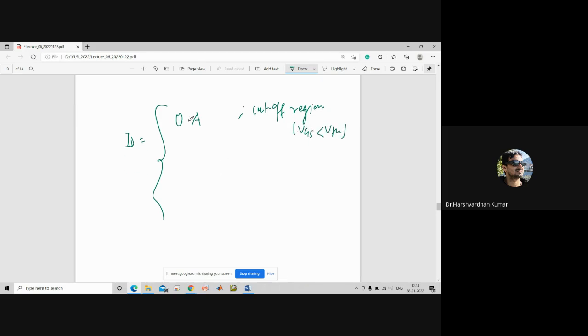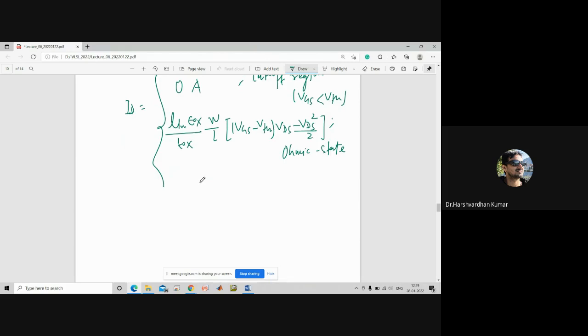Now we will talk about the linear region. So mu n epsilon oxide by T ox, W by L, within the bracket VGS minus VTH multiplied by VDS minus VDS square by 2. This is for the ohmic state. Ohmic state means linear region, right?